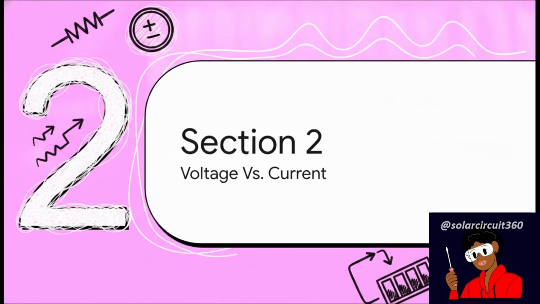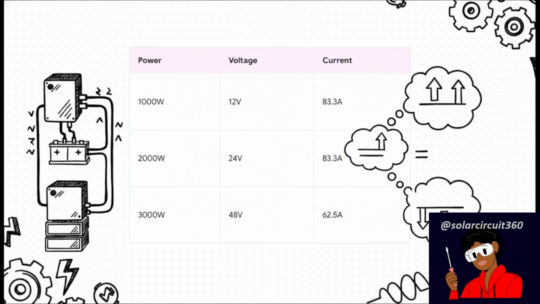Moving on to Section 2, voltage versus current. Let's see how this plays out in the real world across some common battery voltages. Imagine a 1,000-watt inverter on a 12-volt battery. 1,000 divided by 12 gives us about 83.3 amps. Now let's double that inverter power to 2,000 watts, but we'll also step up our battery to 24 volts. 2,000 divided by 24 is exactly 83.3 amps. Even though we are pulling twice as much power, doubling the system voltage kept the current exactly the same.